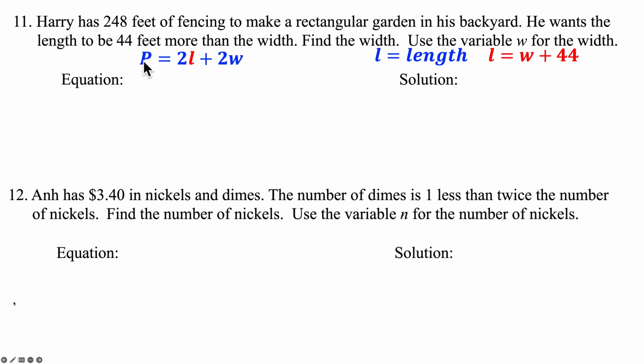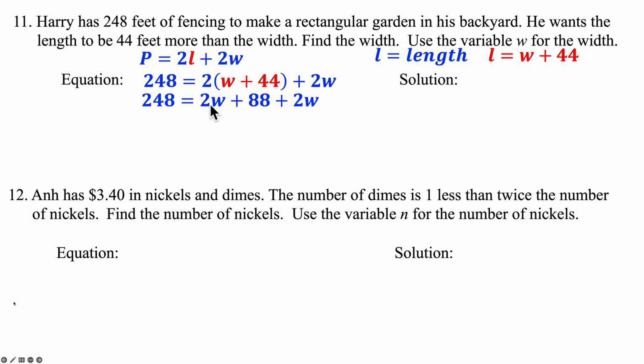248 is the perimeter. We'll put W plus 44 in for the L using parentheses, and now the equation is all in terms of W. And we can solve for W. We have to distribute the 2. So 2W plus 88 plus 2W, we have to combine the two W's to make it a 4W. And then we can solve for W.